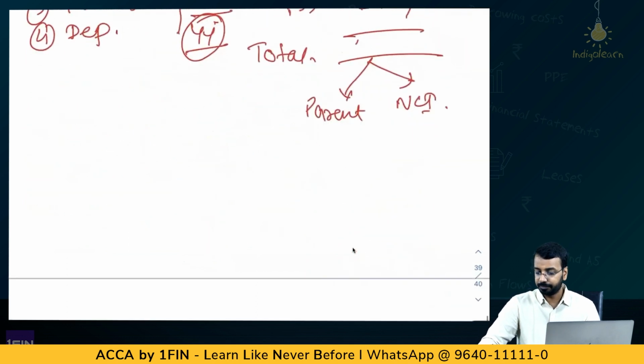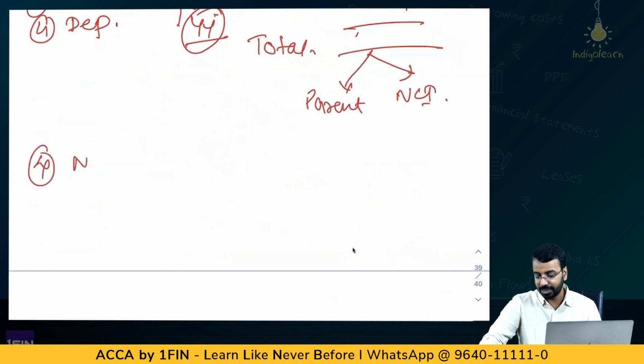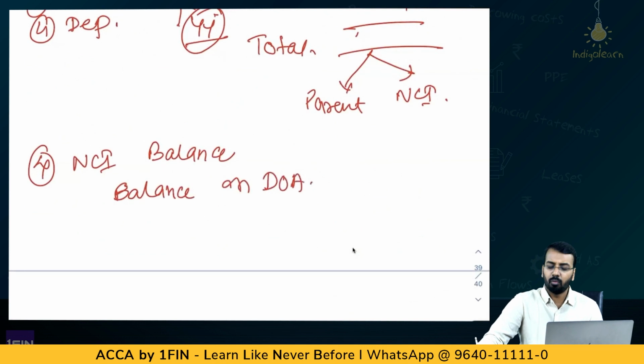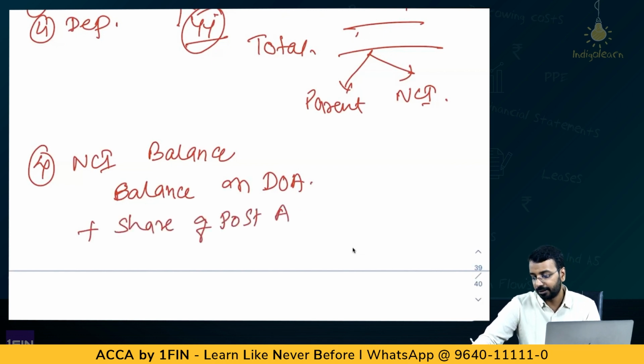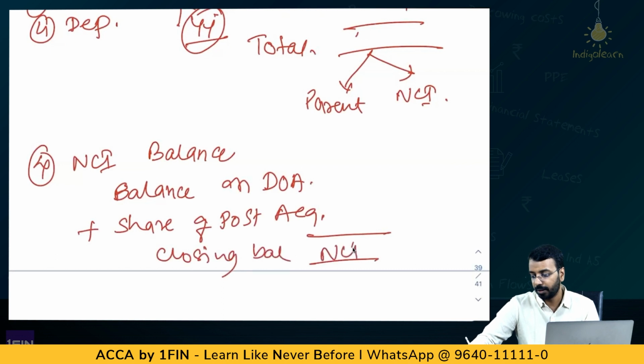Then you determine NCI balance, that is balance on date of acquisition, whatever you have done, whether you have used the fair value method or proportion of net assets method, plus share of post acquisition profits. This will give you closing balance of NCI. I have not yet come to goodwill impairment and all of that, I will handle it separately.